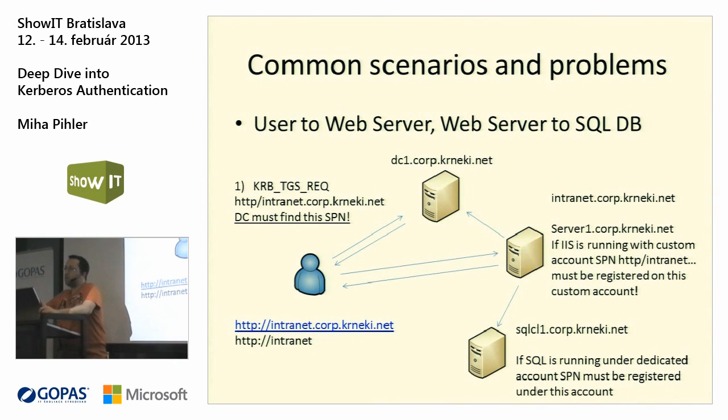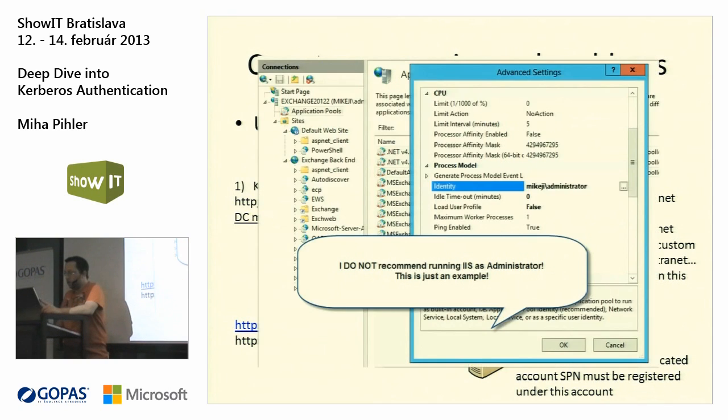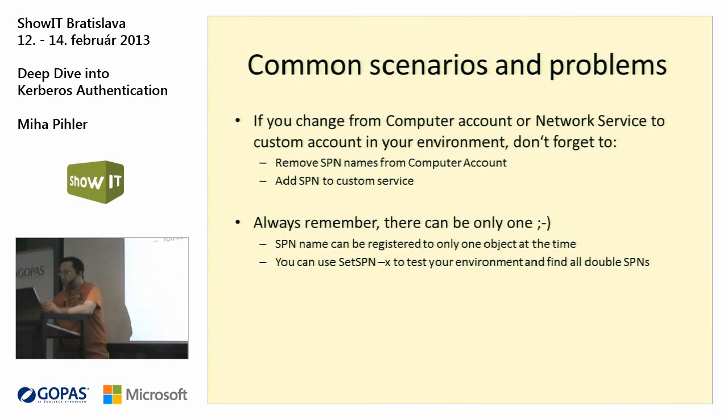If IIS is running as local system or network service, then you have to register the SPN on the computer object. If you change how your IIS is running and you change it to run as a dedicated service account, and again that is best practice, then you have to register the SPN on that dedicated account. Okay, so common scenarios and problems. If you change from computer account to network service, this is just what I talked about. Remove the SPN from the computer account and add it to the custom service account.